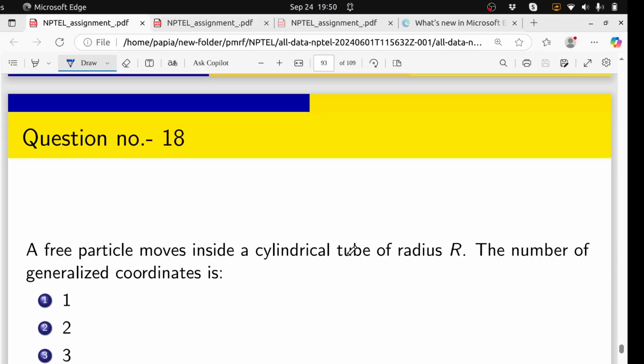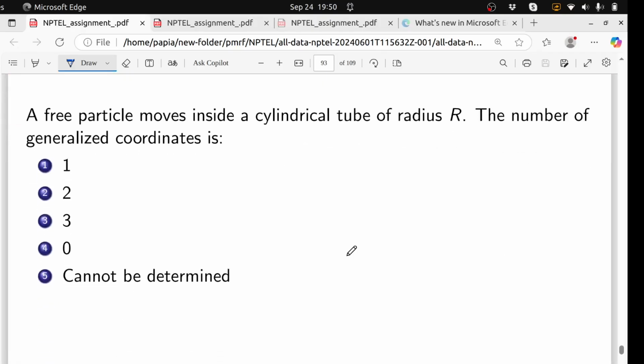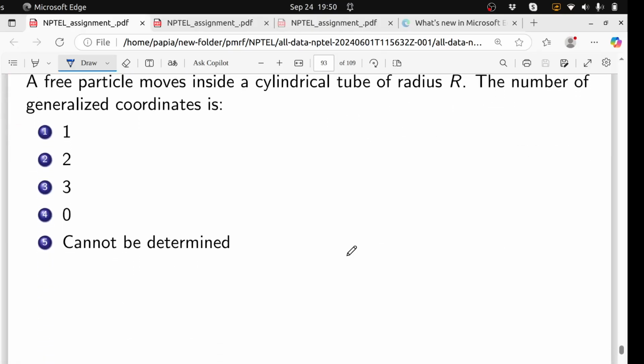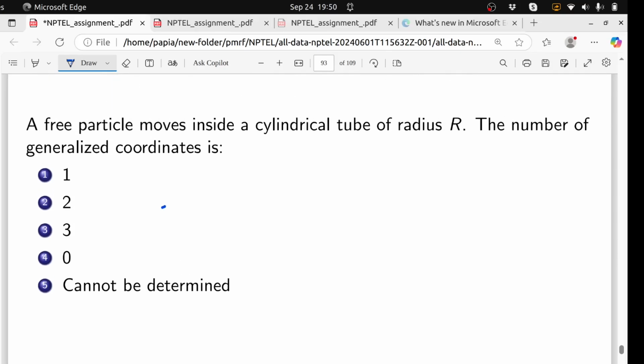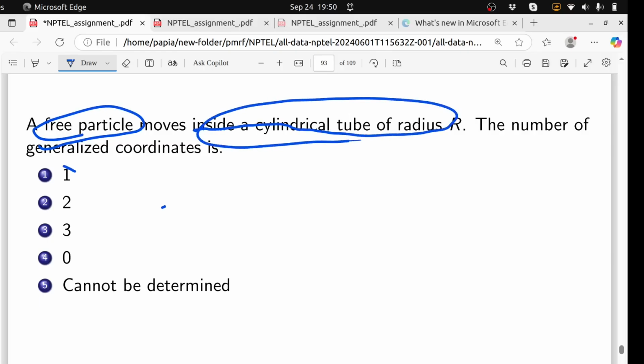Okay, now coming to the next question. Question number 18. A free particle moves inside a cylindrical tube of radius r. The number of generalized coordinates is? Free particle. First of all, we need to see the language, which is a free particle moves inside a cylindrical tube of radius r.